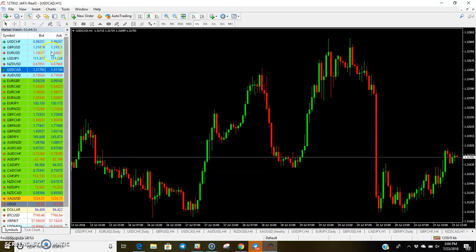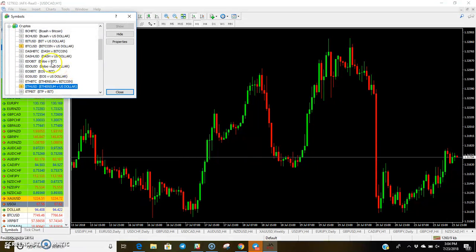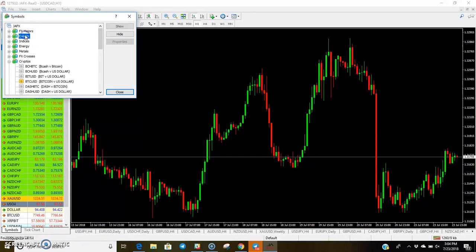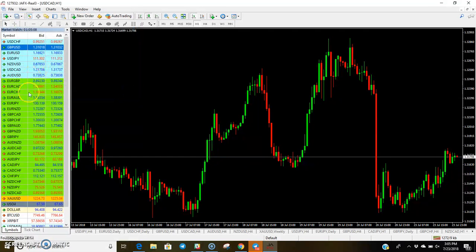Anytime you want to add your exotic pairs sitting down here, all you need to do is right click, click on symbols, and then go into exotics and Forex crosses. Sorry, get rid of cryptos. Then you can go ahead and add these in. Just click a pair and click on show. I've already got all these listed, so that's why it says show and hide. Once you've done that, it's fine. All your pairs will be over here.